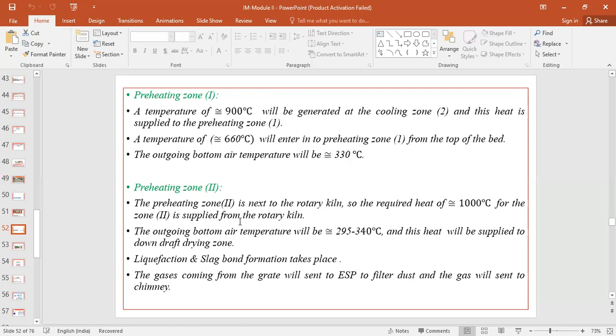So here in the preheating zone 2, what is happening is within the bed there is a possibility of liquefaction and a solid bond formation may take place. And whatever waste heat is coming out from this entire grate, whether it is updraft or downdraft or preheating zone 1 or preheating zone 2, these all will finally be connected to the electrostatic precipitator, where the waste heat as well as the dust is separated, and the waste gas is sent out to the chimney.